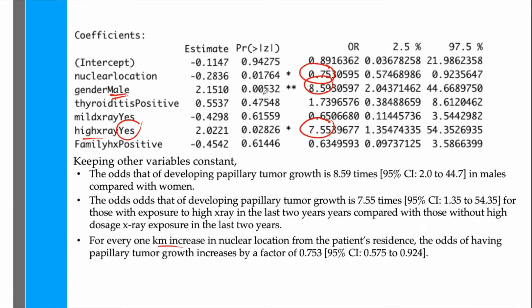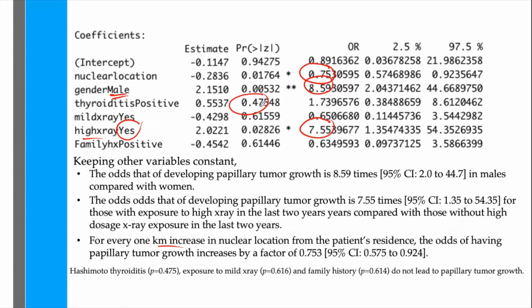And then moreover, it tells us that having thyroiditis in the last 6 months, having exposure to mild X-ray in the last 2 years, and having family history are not predictors of papillary tumor growth.